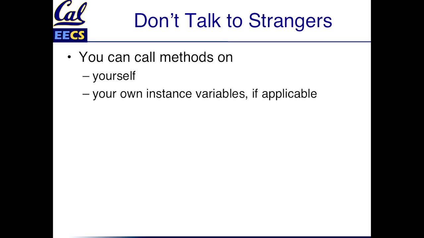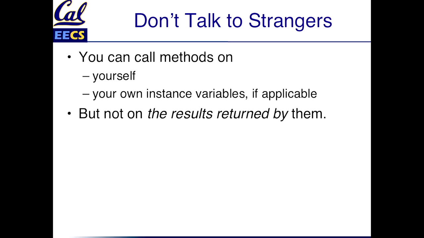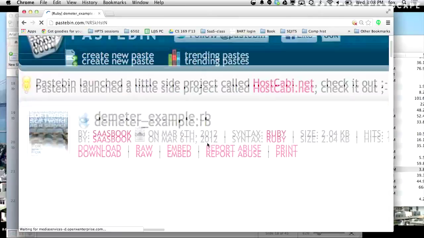And you can summarize it basically as don't talk to strangers inappropriately. What this means in practice is when you have an object that you're calling methods on, you can call methods on the object itself. And if the object has its own instance variables that correspond to components of the object, like an engine being a component of a car, you can call methods on that because, if it's a component of you, then you should know what methods it has. But you should not rely on calling methods on the results returned by those things. And as always, we'll show you a code example, which makes it much easier to see.